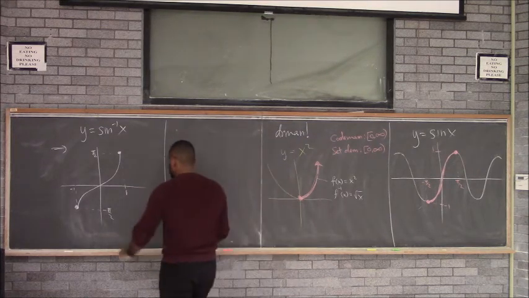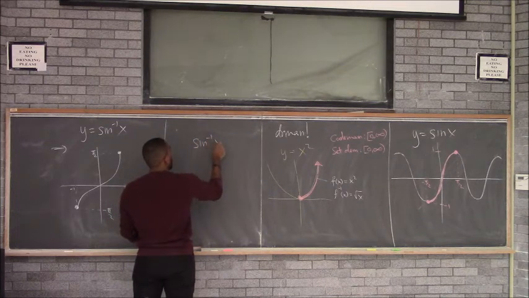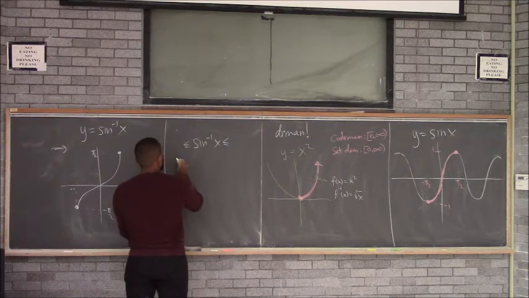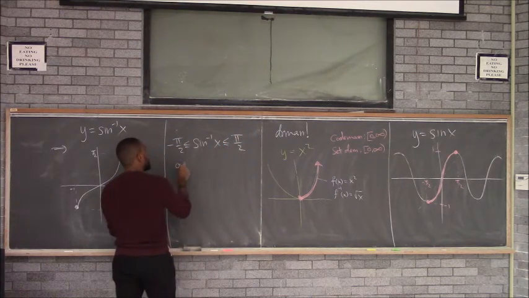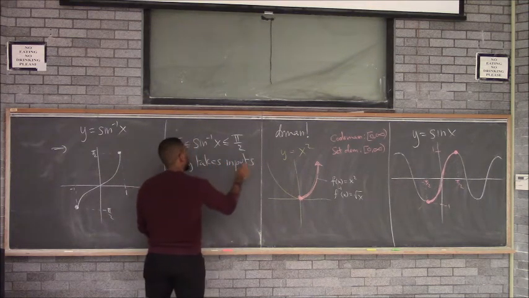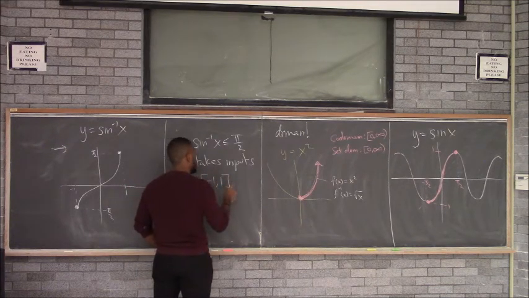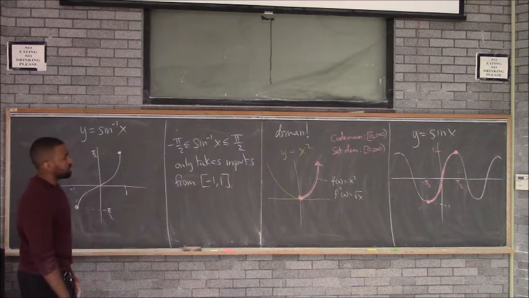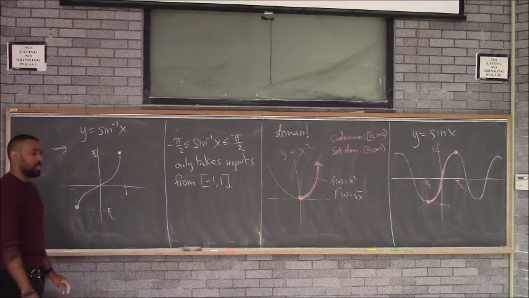And so we can say sine inverse exists, but it only gives us output between minus pi over 2 and pi over 2, and only takes inputs from negative 1 to 1 inclusive. So the domain of this guy is from negative 1 to 1. The range of this guy is minus pi over 2 to pi over 2.